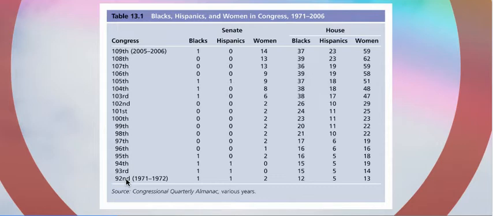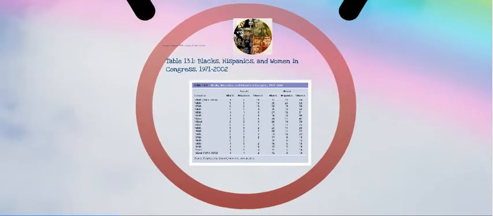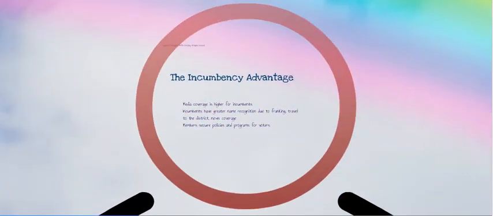We've got the Senate over here on the left, and then the House on the right. Look, the most contemporary: 37 blacks, 23 Hispanics, and 59 women in the House versus 14 women in the Senate and only one black male in the Senate. That's a big, big difference. So the House is definitely more representative of America as a whole.